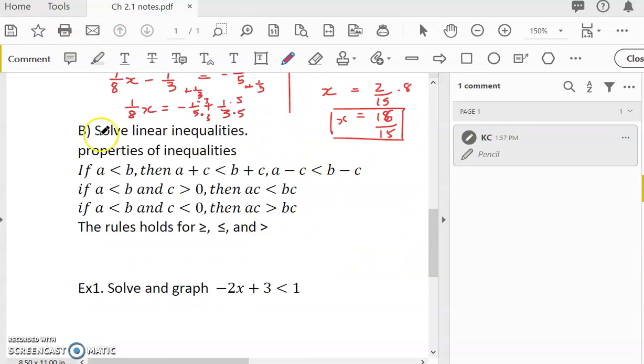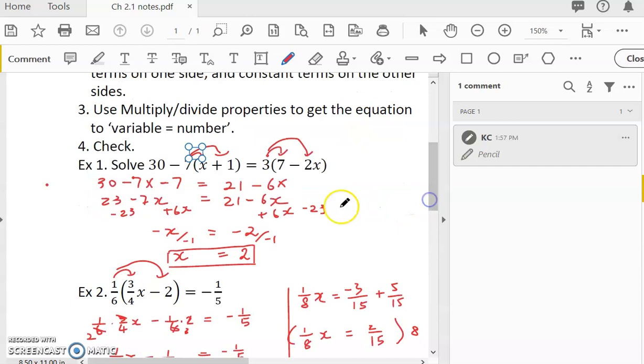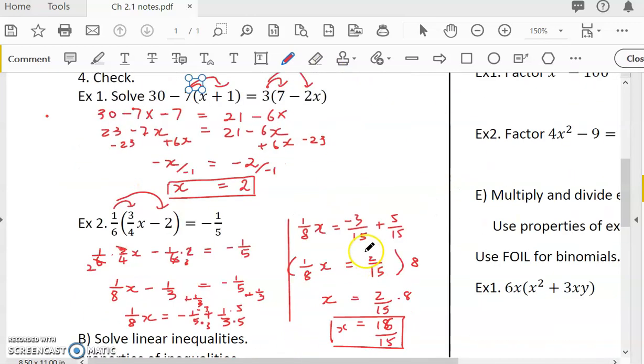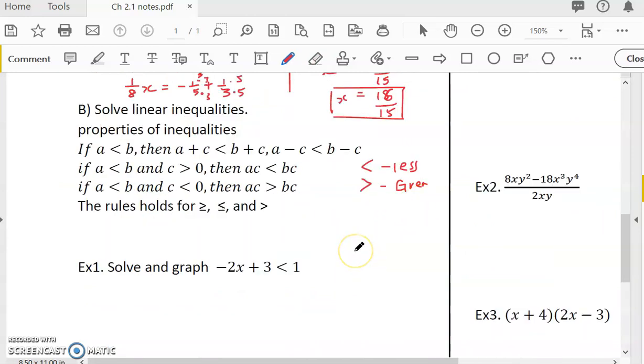Second thing is to solve a linear inequality. So if you have an inequality, a less than b, remember, this sign is less than. Pointing to the right is greater than. So don't mix up the two. You can think of less as pointing to the left side, so that is easy to remember.